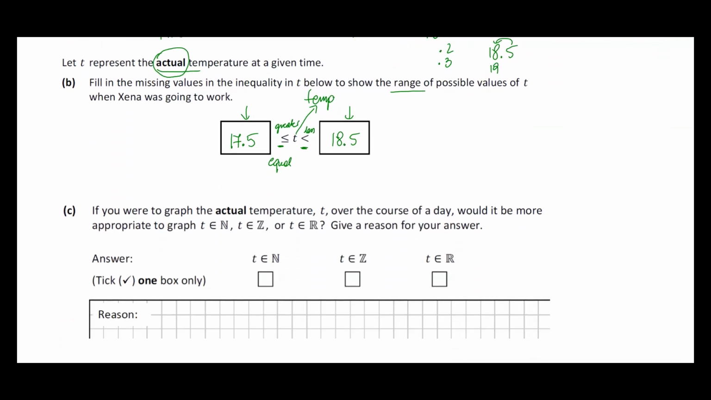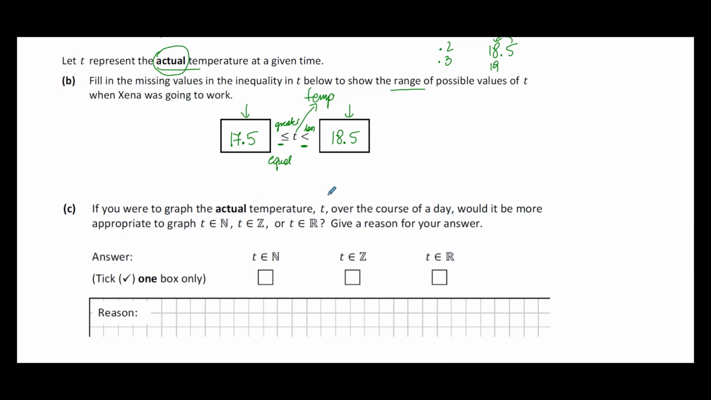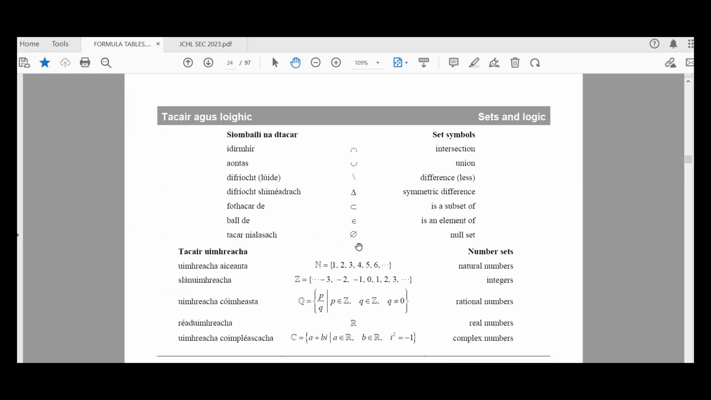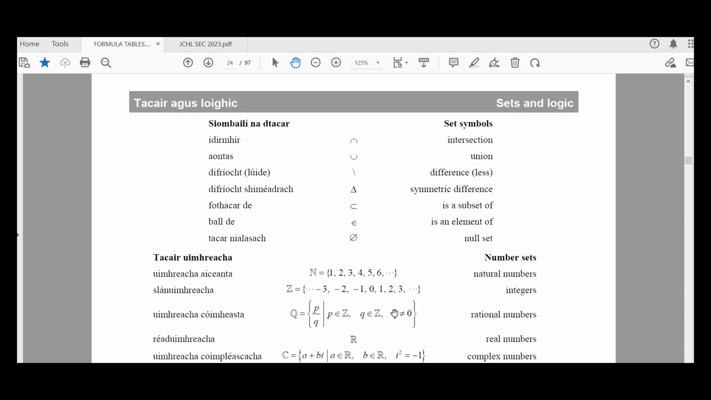Okay, and then the next part. If you were to graph the actual temperature over the course of the day, would it be more appropriate to graph T belongs to N, T belongs to Z, or T belongs to R? So we need to know what N and Z and R are. And I know sometimes when you're in an exam, normally you could know, but sometimes in the exam your mind can go blank. So what do we do? We go to our maths table, page 23, and here we have the sets N, Z, Q, R. And there is help here for us to understand what those sets are about.